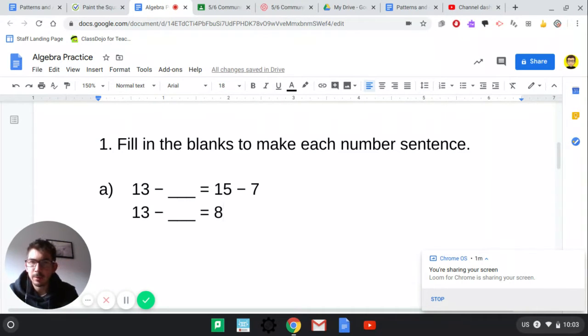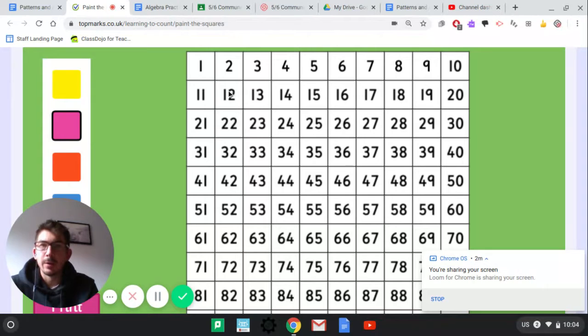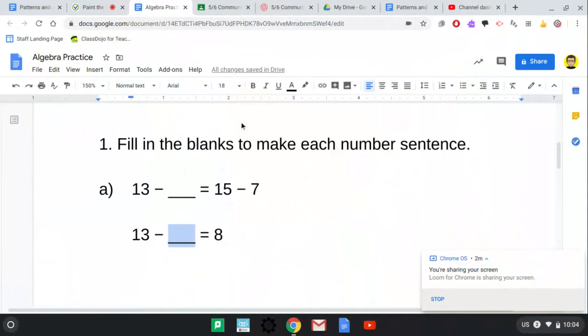All right. And now we need to figure out what this is here. So now the equation is this. Again, we're going to use what we already know. We have 13 and we have 8. We need to find the difference between 8 and 13 to figure out what that missing number is. Okay, I'm going to go ahead and use the number square. So we have 8 and 13. To figure out that missing number, all I'm going to do is start from 8 and count up to 13. 1, 2, 3, 4, 5. All right, so that missing number is 5.